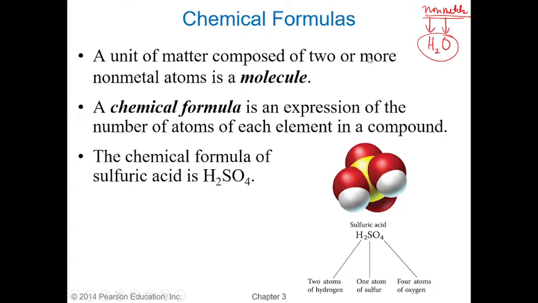Now, you usually express our compounds natin in terms of chemical formula. So, a chemical formula is an expression of the number of atoms of each element in a compound. For example, sulfuric acid. So, the chemical formula for sulfuric acid is H2SO4. So, anong ibig sabihin ng H2SO4 na yon? So, if this is the drawing or the model for sulfuric acid, you have two hydrogens, you have one sulfur, and then you have 4 atoms of oxygen.